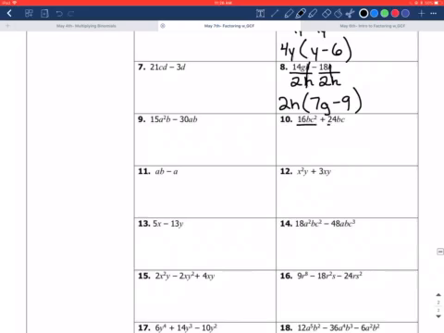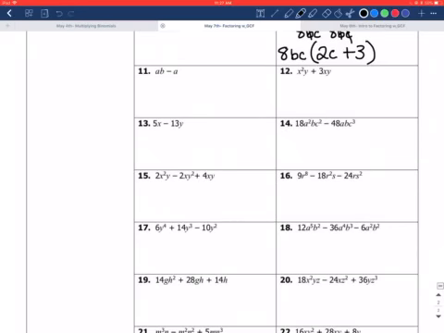For number 10, what we have in common here is an 8. We do have a b in both terms. I'm going to take the smallest one, which will be b to the first. We also have a c in both terms, so I'm going to take the smallest one, which will be c to the first. And then all we need to do is divide. 16 divided by 8 will give me 2. B's cancel out, left with 1c. 24 divided by 8 will be 3, and the b's and c's cancel out.